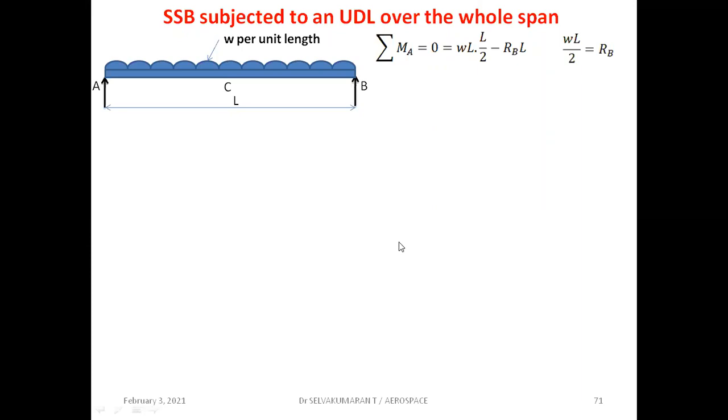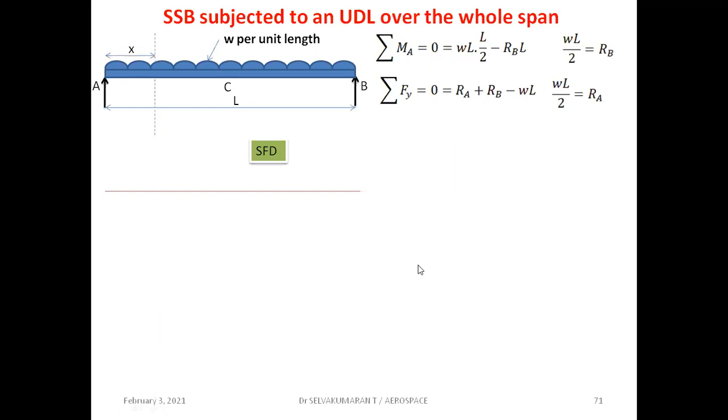And sigma Fy is equal to 0. RA plus RB, and W into L is the total load acting downward, so minus. So RA is equal to WL by 2. Now, how to plot the shear force diagram. At A, RA is acting upward.